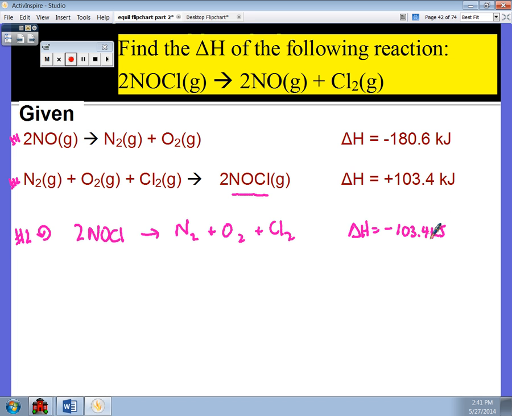Okay, the next thing is we want to have 2 NOs as products. So when we look, NO is located here, and it's the only place that we see it. So this tells us my 2 NOs that I have here as reactants, I want to make them as products. To do that, I want to take that equation and I want to flip it around so that this is on the correct side.